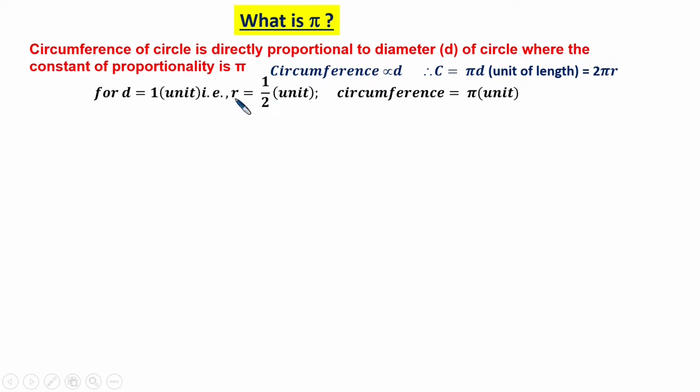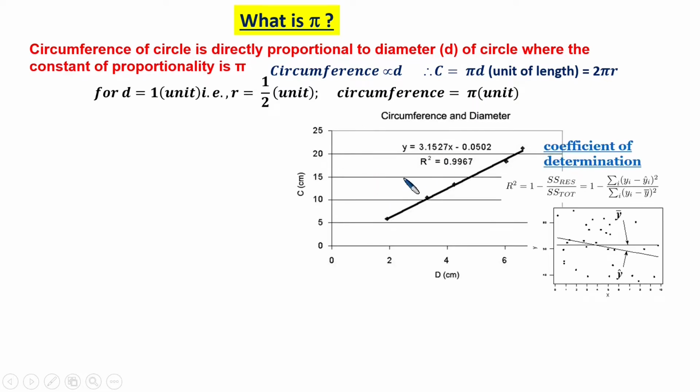These are the units. If r is in centimeters, you use the same unit, and the circumference will be pi times whatever unit you are using. So if r is half, the circumference will be pi units, because in 2 pi r, the 2 gets cancelled with the half. I have discussed this extensively in class 9, so please go to my class 9 lecture.